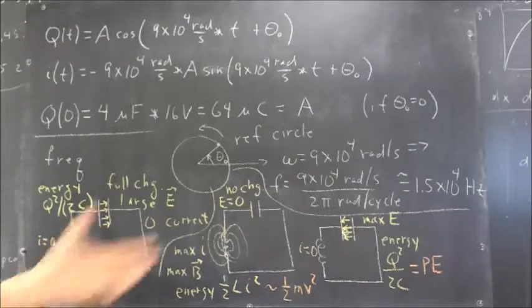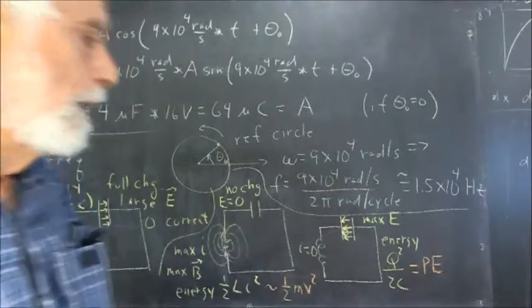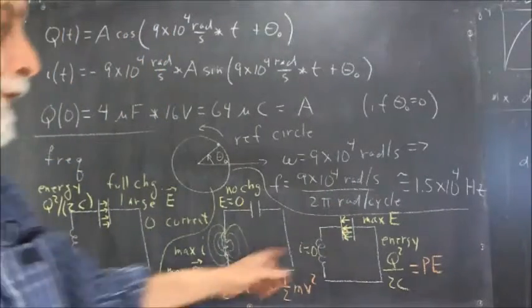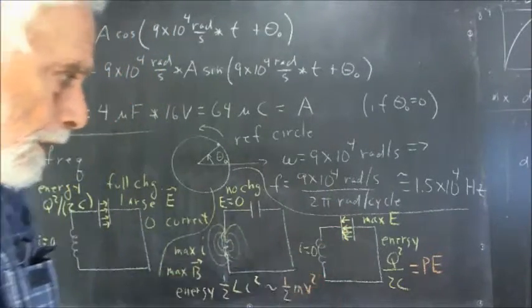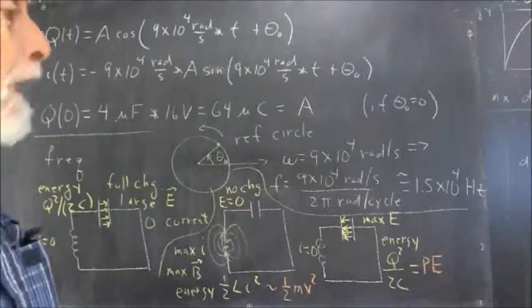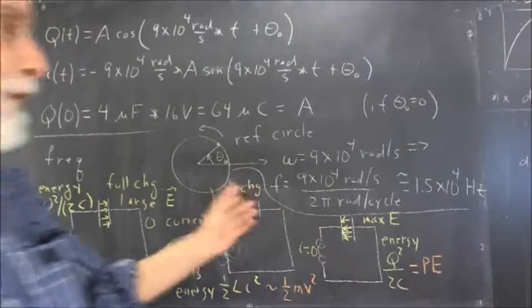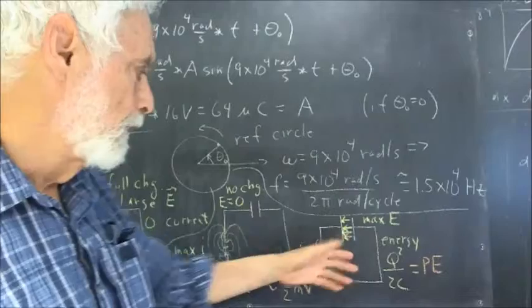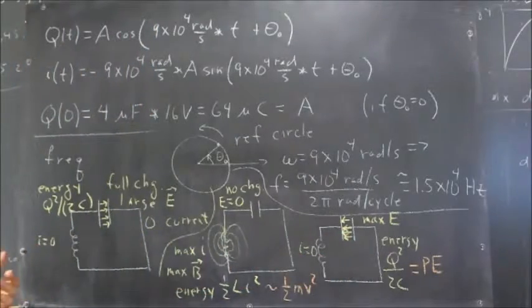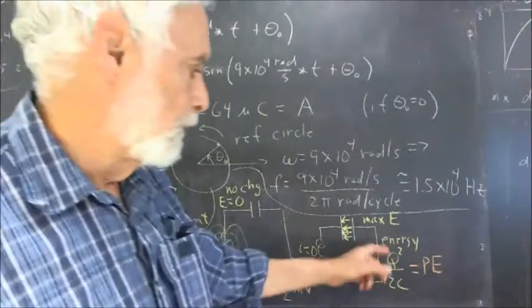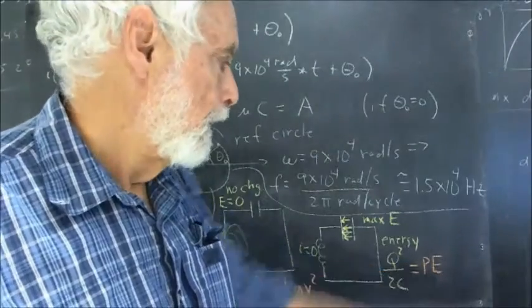Now this assumes no dissipation, so no energy loss in the circuit, which means basically no resistance in the circuit. There is always some resistance, so you're going to end up with a little less energy here than you had here. But the energy is then back to Q squared over 2C.